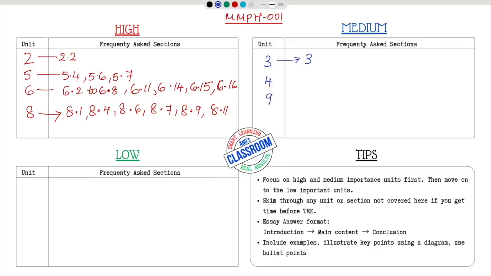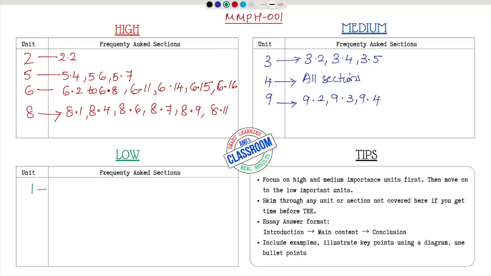In unit 3, 3.2, 3.4 and 3.5 have had the most number of questions coming. From unit 4, I unfortunately cannot narrow down the sections. All sections are important. From unit 9, you can focus most on 9.2, 9.3 and 9.4. This is from where most questions have come up so far. Now coming to the low importance units. All the other units are of low importance.